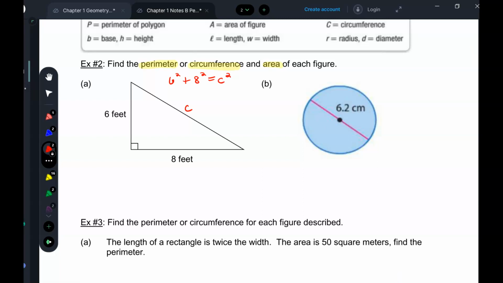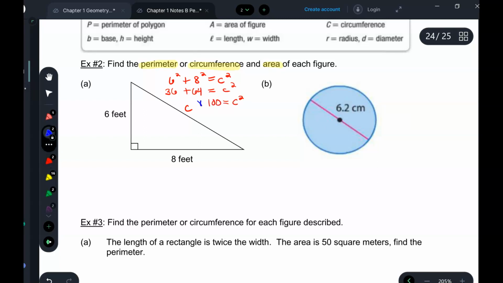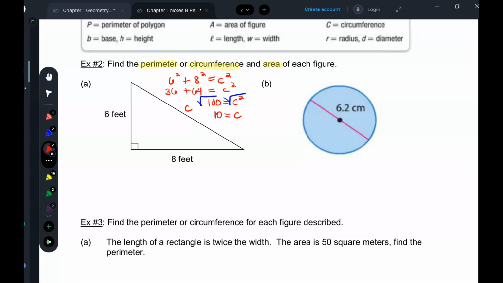Remember that a squared plus b squared equals c squared? And that's 36 plus 64. Oh, that's 100. So that makes it easier. And then we take the square root. What's the square root of 100? Yeah, it is 10. It would be plus or minus 10, but because it's the length of a segment, we're just going to make it positive. Okay, perimeter. How do we find the perimeter again? 6 plus 10 plus 8. Good, adding up all the sides. So 6 plus 8 plus 10 is?